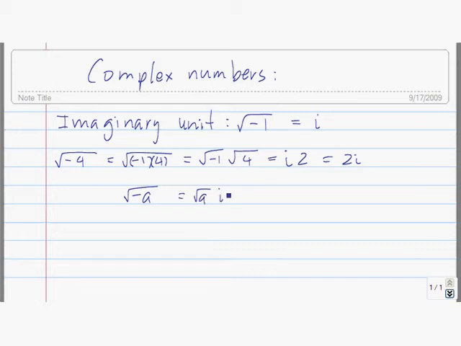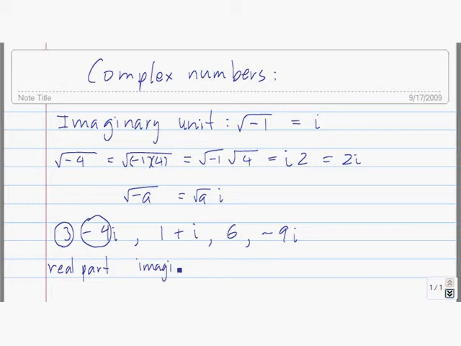Other examples of complex numbers are the numbers 3 minus 4i, 1 plus i, 6, okay, so real numbers are also complex numbers, and negative 9i. The number without the i, in this case 3, is called the real part of the complex number. The other number that's attached to the i is called the imaginary part. Okay, so 3 is the real part of 3 minus 4i, and negative 4 is the imaginary part. 1 is the real part, 1 is the imaginary part, 6 is the real part, 0 is the imaginary part, 0 is the real part, negative 9 is the imaginary part.